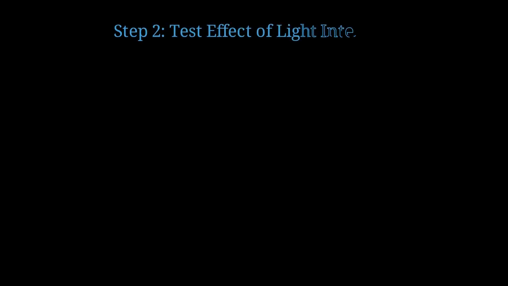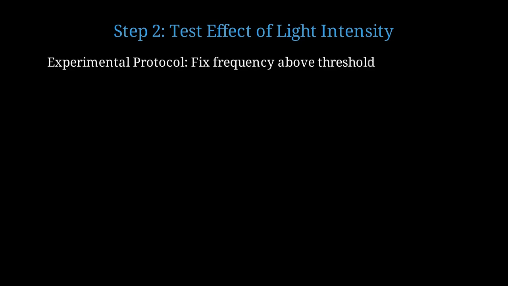Step 2 in our workflow. Let's investigate intensity. Classical wave theory says more intensity means more energy delivered, so more energetic electrons should be emitted. We fix the light frequency above threshold and vary only the intensity. We measure both the photocurrent and the maximum kinetic energy of emitted electrons. Here's the second shock. Increasing intensity increases the number of electrons emitted, but does not change their maximum kinetic energy at all.